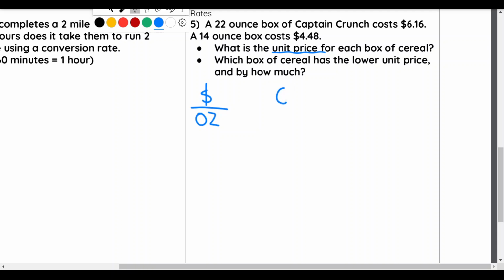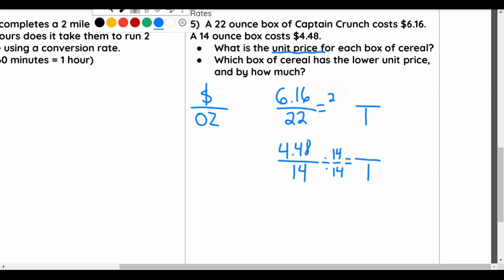I have $6.16 per 22 ounces, and I have $4.48 per 14 ounces. To make a unit price comparison, I need each of these to have 1 ounce. So this one I'll divide by 14, and this one I'll divide by 22. And I say divide by 22, divide by 14, it's really a fraction equal to 1.